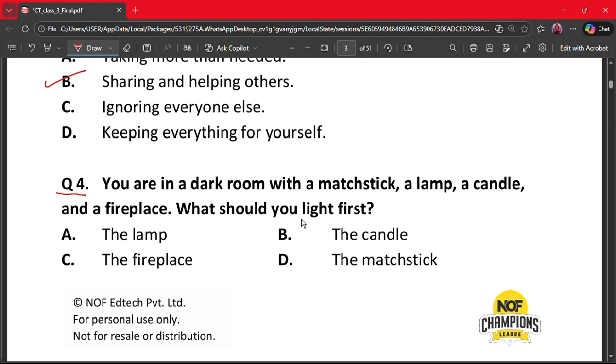No. Let's go again. Question number 4. You are in a dark room with a matchstick, a lamp, a candle, and a fireplace. What should you light first? A. The lamp. B. The candle. C. The fireplace, and D. The matchstick. The correct answer is option D, the matchstick. You must light the match first before lighting anything else.